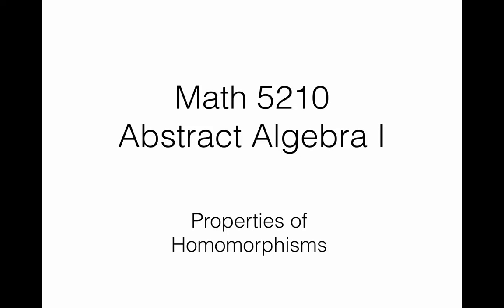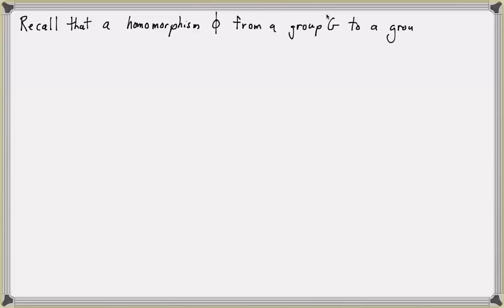In this lesson, we will prove several properties of homomorphisms. So first, let's recall the definition of a homomorphism. Recall that a homomorphism phi from a group G to a group H is a mapping that preserves the group operation.